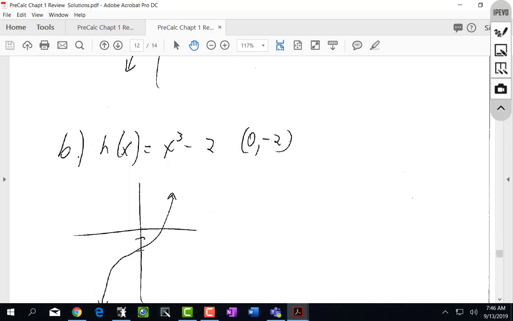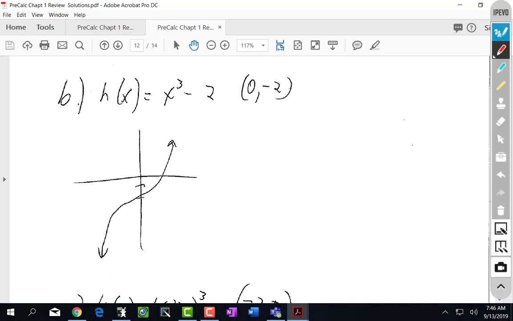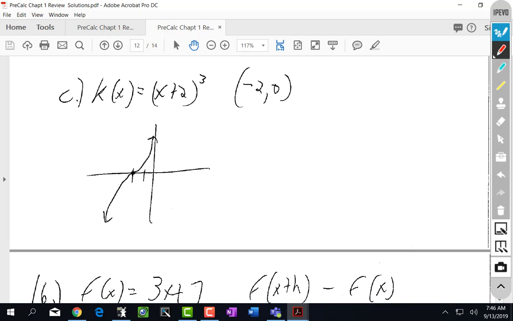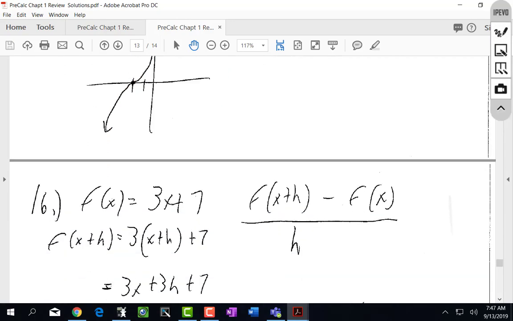Now going down to this next one, it wants me to graph h of x equals x cubed minus 2. Of course, this produces 0 for my answer. This is negative 2, so my location moved to 0, negative 2. And then I just go ahead and draw it in. Then on C, I've got x plus 2 cubed. So again, x plus 2 is negative 2. Of course, I don't see the 0 here, but that's going to be 0. That means that I move to negative 2 and 0, and I draw in my basic shape. So just some more tests on your basic knowledge of your graphs.